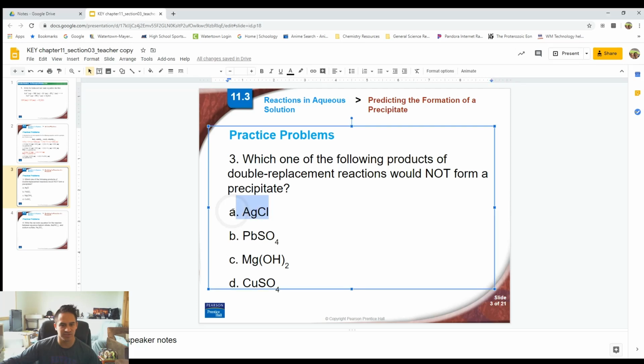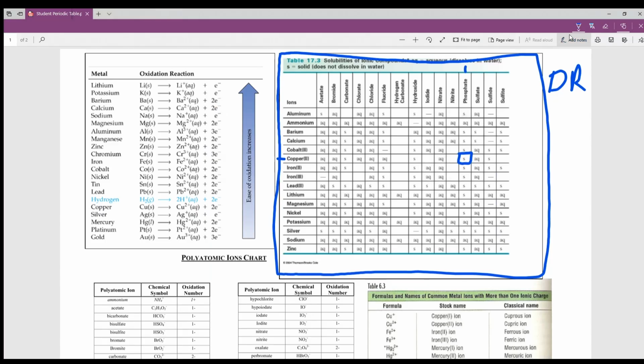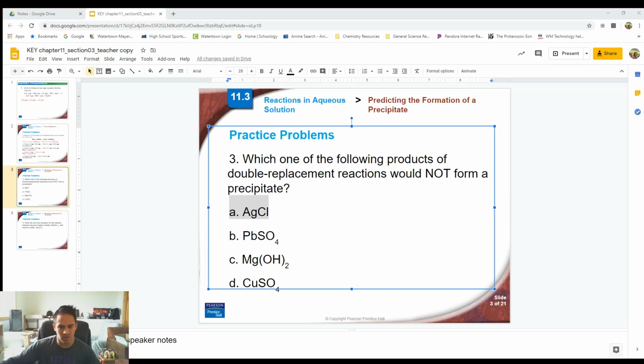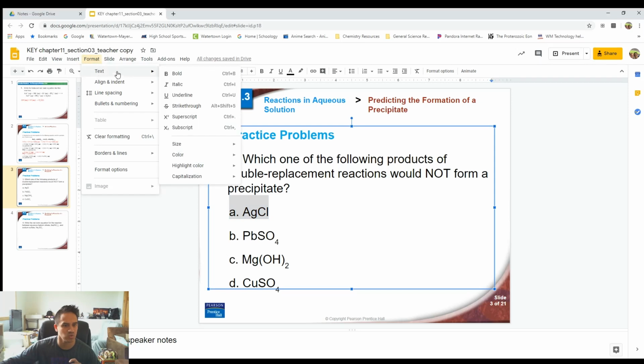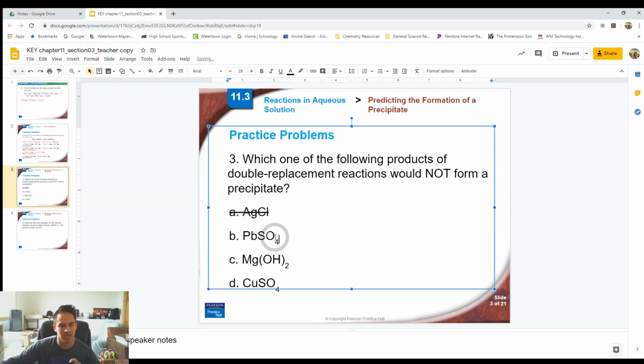The first one we have here is silver chloride. Okay, so we'll take a look at that one first. So let's go take a look at silver chloride. So we have silver, which is here, and chloride, which is here. And this says S for solid. All right, so that one cannot be the answer because it says which would not form a precipitate, and this one would form one as a solid. So it can't be that one.